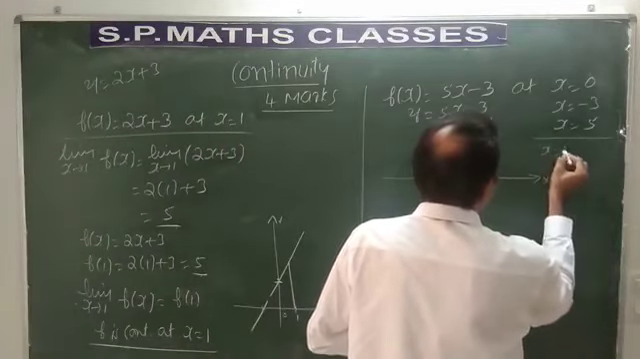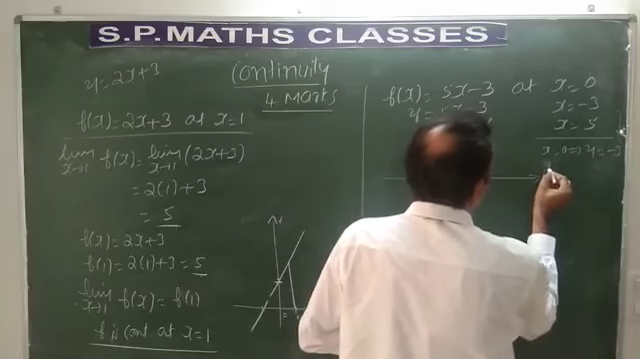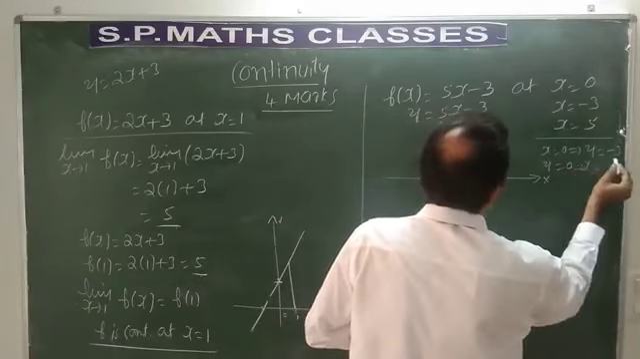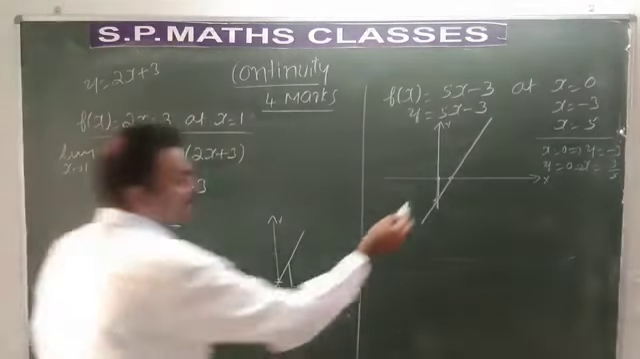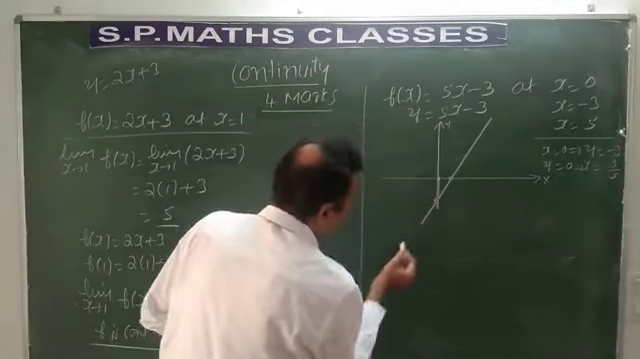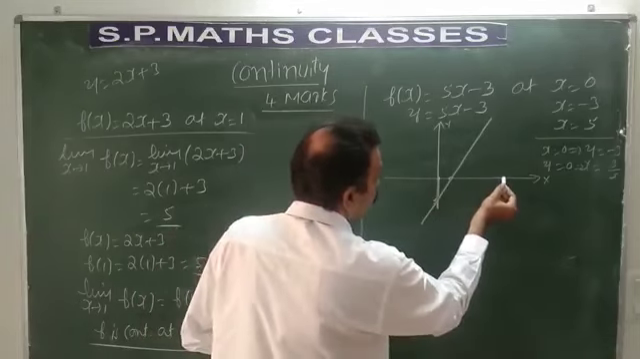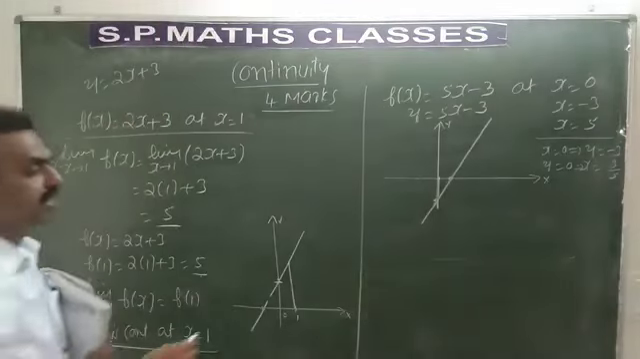If you put x as 0, y will be minus 3. If you put y as 0, x will be 3 by 5. That's how we have written this. And you can see at x is equal to 0, somewhere you can get minus 3. If you extend this, it is said to be continuous. Suppose if you take x is equal to 5 here, you can see that it is a continuous graph. It goes up to infinity.